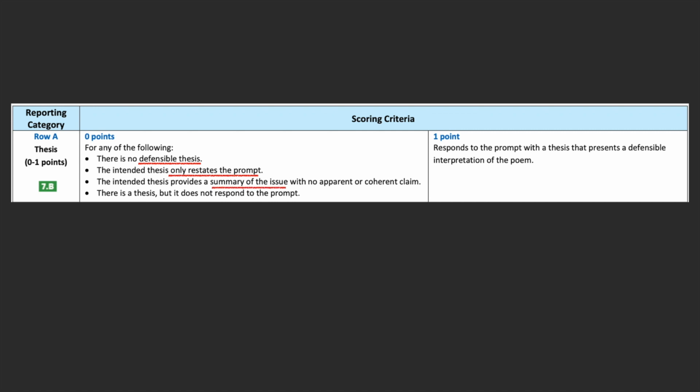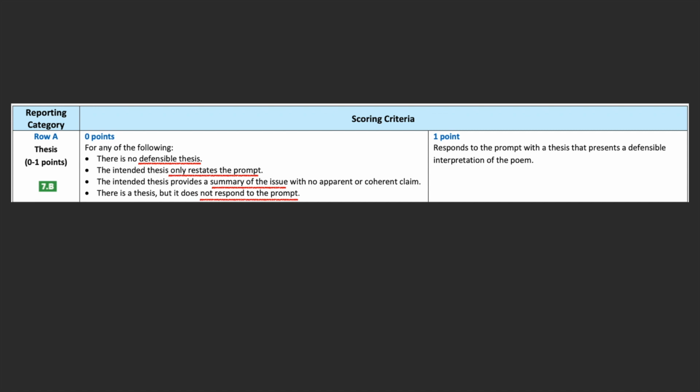Thirdly, if it's just a summary of it, right? So if the question asks about the complex relationship between two characters, and you just say there's a complex relationship between two characters, you haven't made a claim. What is it about it? What's going on? And then finally, you have a thesis, but it doesn't respond to the prompt. There is a defensible thesis, but it's off topic. So that's how you get the point, is just by answering the question. What is the complex issue here?